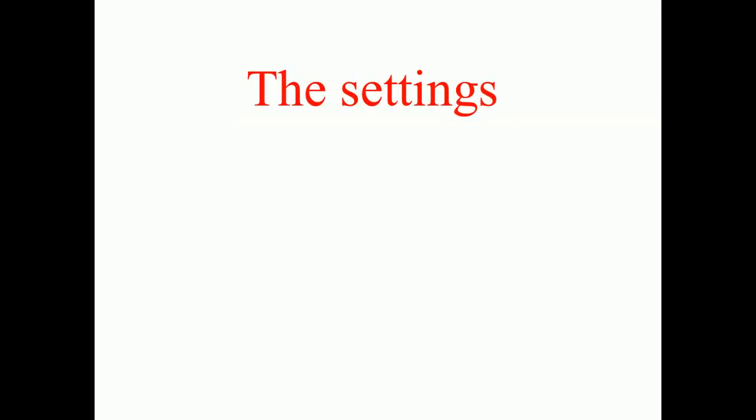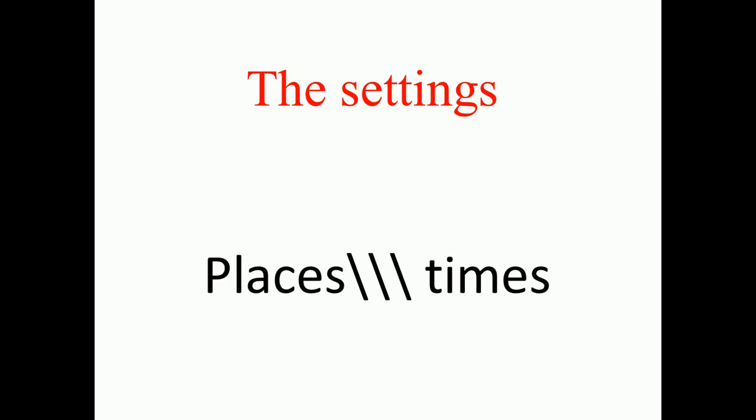So, the first element of the story is setting. Setting contains places and time. Let's move to the first element: places. Every story contains many places or one main place.